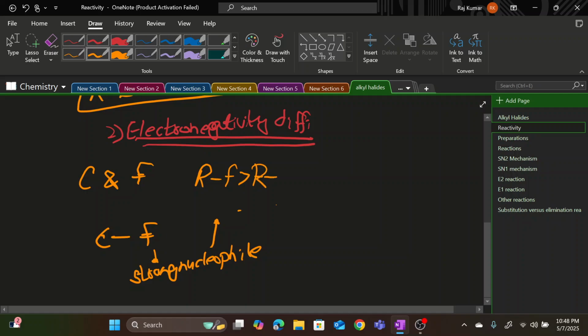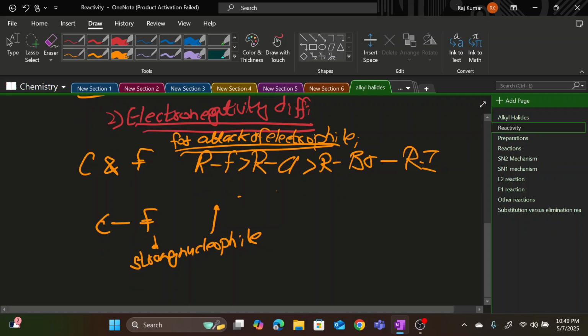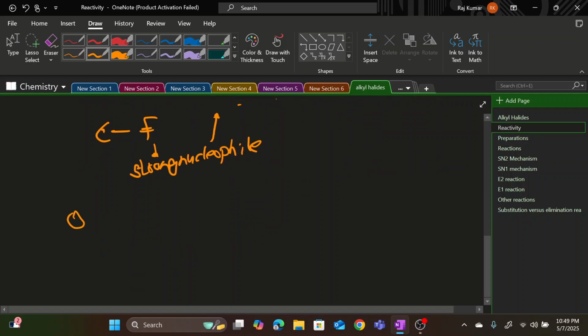If we just consider the attack of an electrophile, then this reactivity sequence would be considered: fluorine greater than chlorine greater than bromine, and then we have iodine. But if we just look into the overall reactivity, usually we do not have electrophilic reactions with alkyl halides.